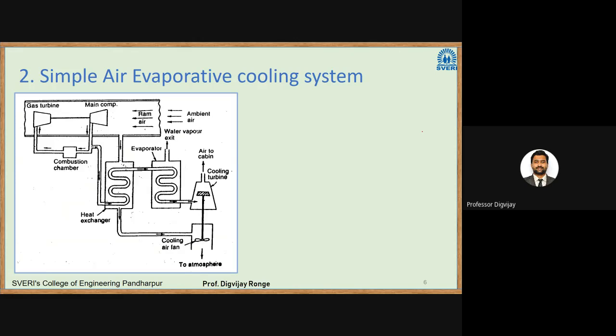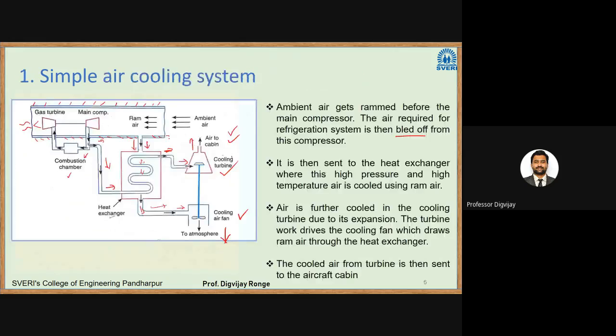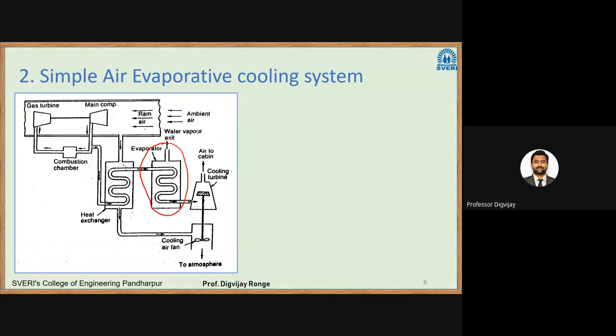Okay, so as you see in this case, the diagram is somewhat similar to what we have seen in the last slide. Except for this evaporator, if I exclude this evaporator from this figure, it will be the same as above. So what they have done in this figure is they have added one evaporator between the cooling turbine and the heat exchanger.